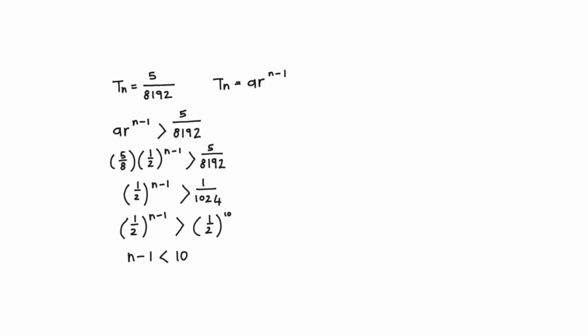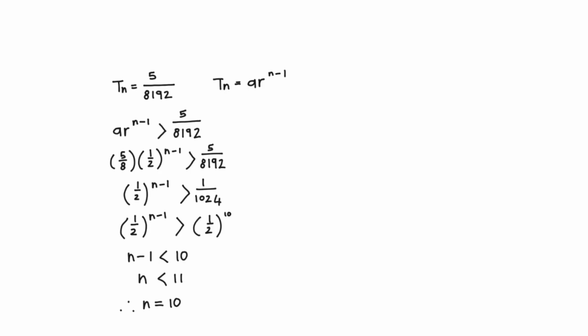So now we have n minus 1 is less than 10. Now we want to solve for n. So we take the negative 1 over to the other side. It becomes positive 1. 10 plus 1 equals 11. So that gives us n is less than 11. And this tells us that n must be any value less than 11 to satisfy the original inequality. The largest integer less than 11 is 10. Hence, we can say that n equals 10.